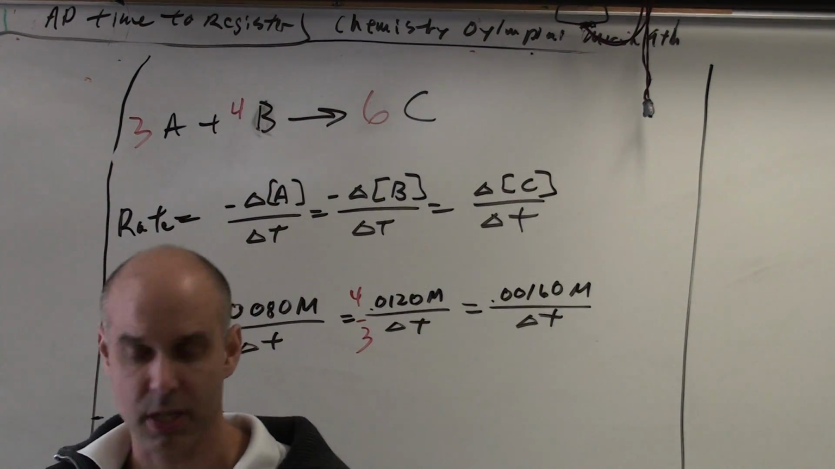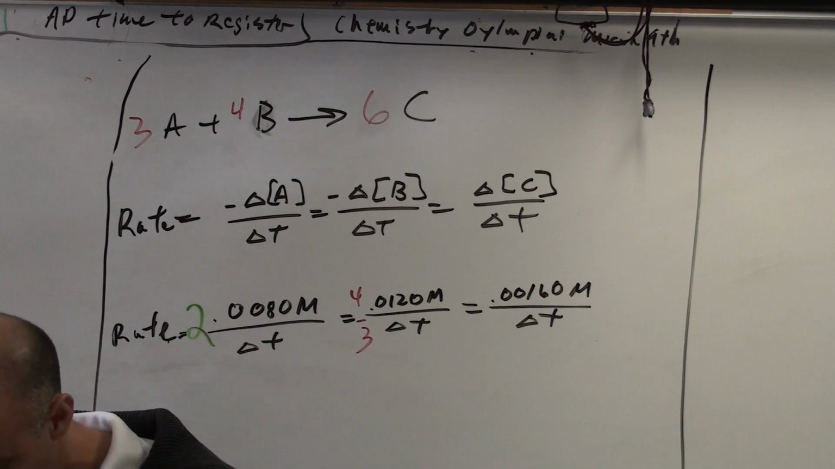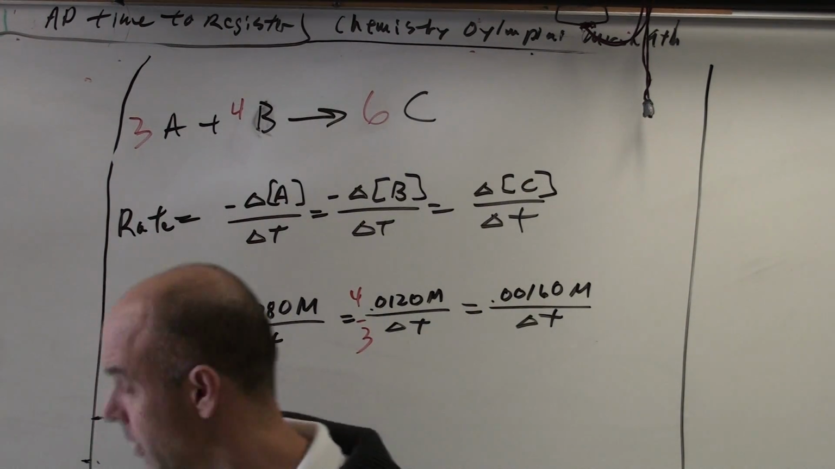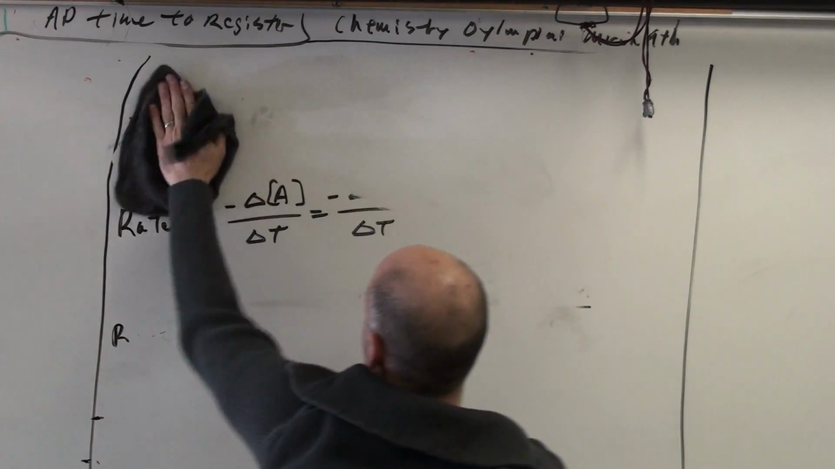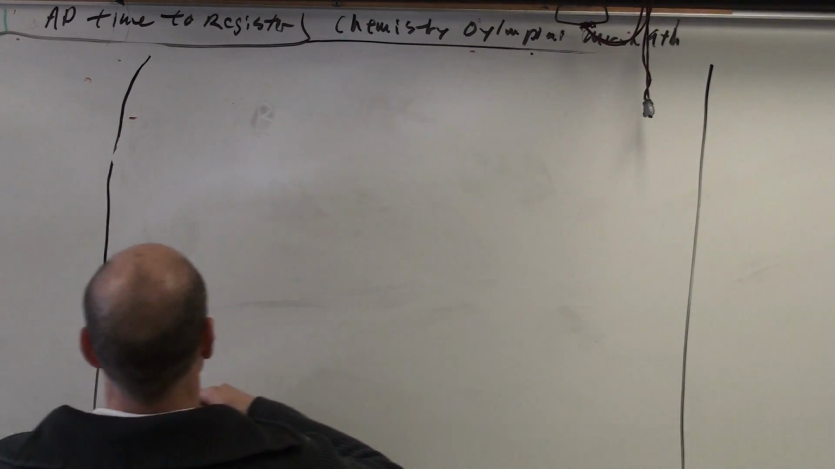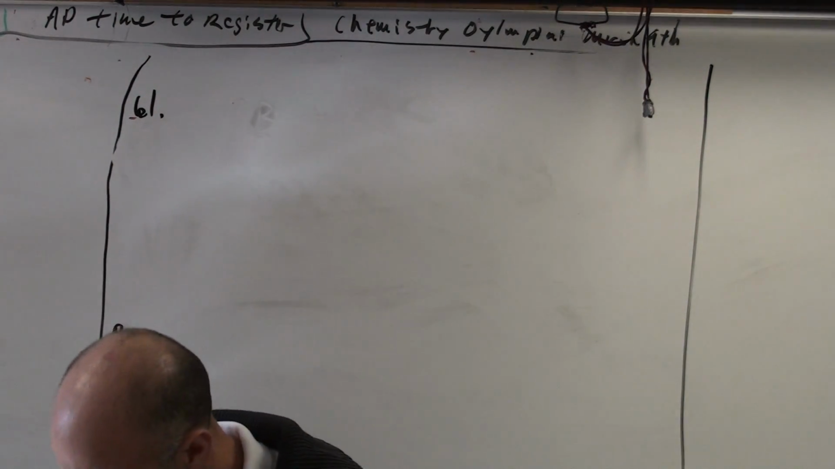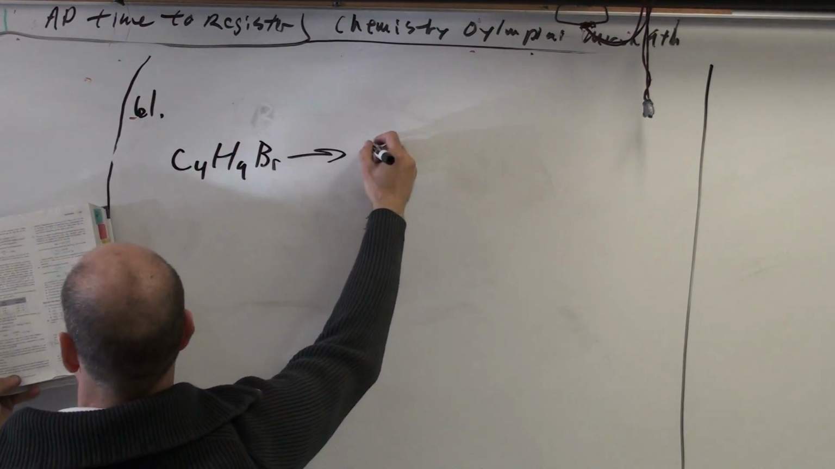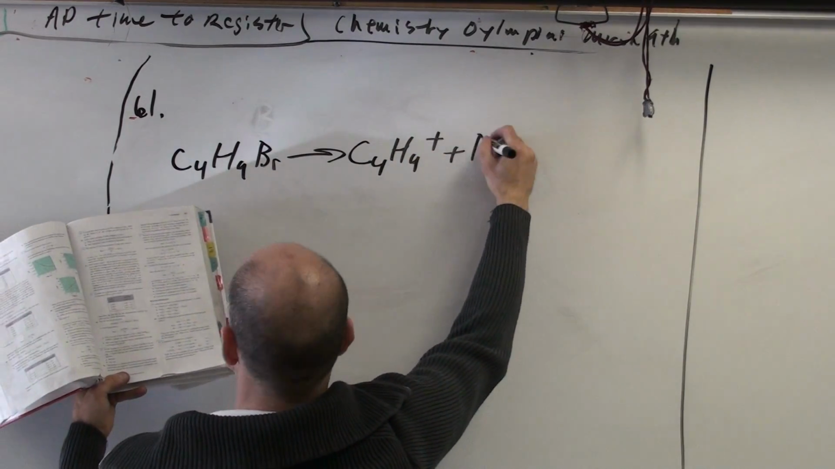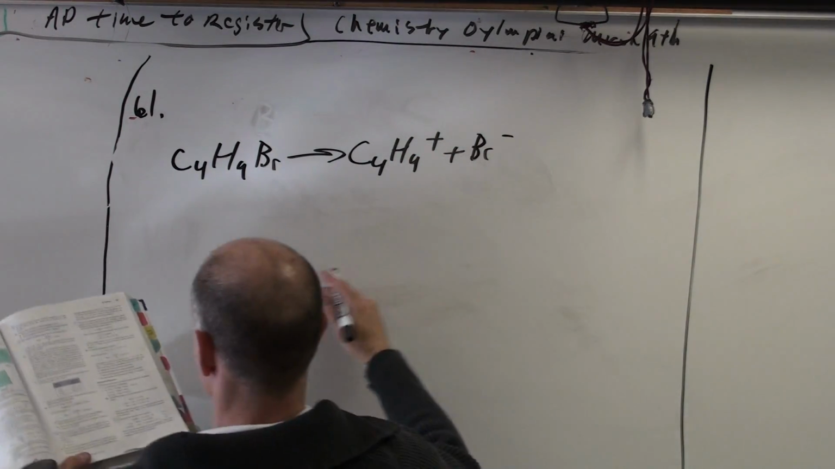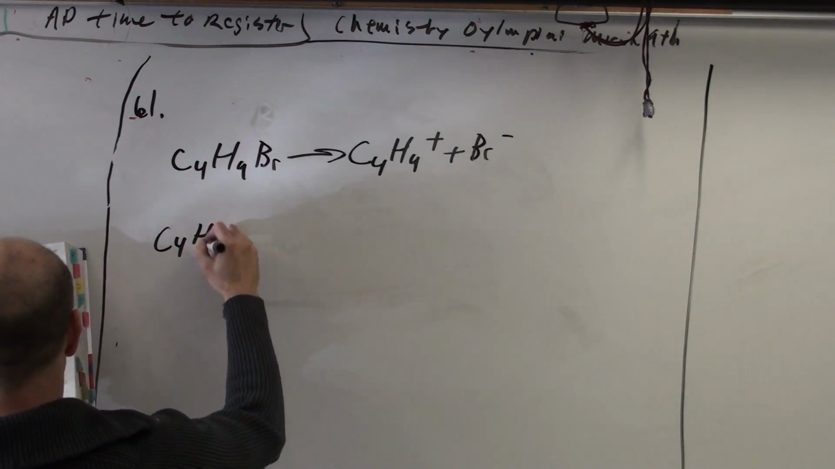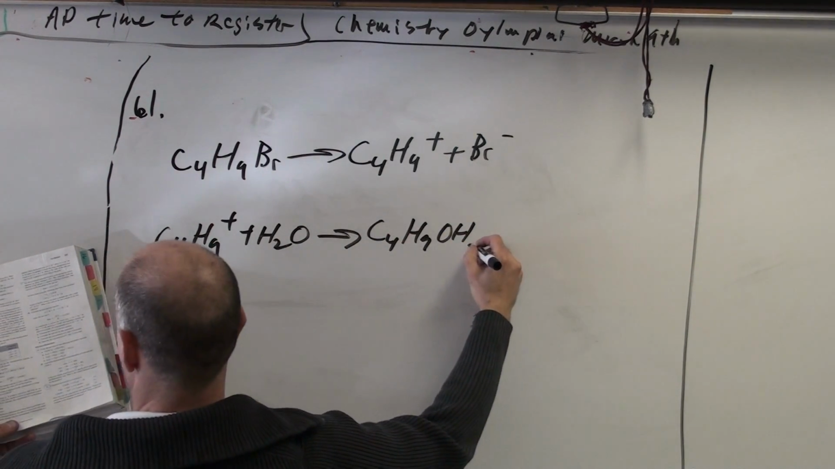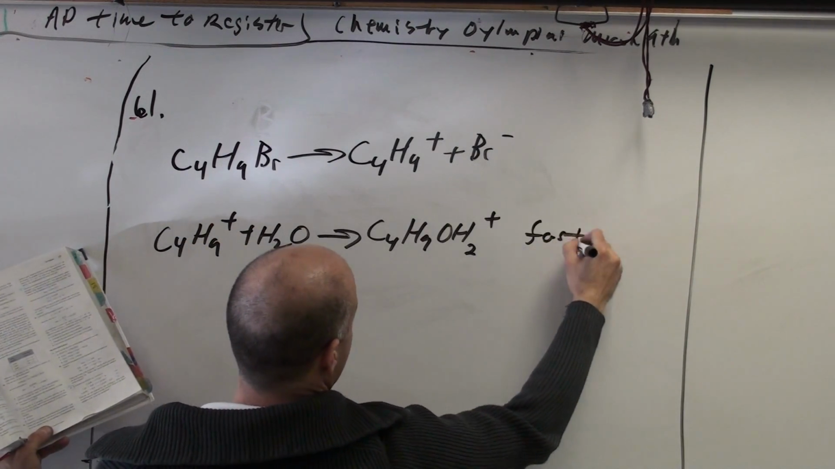I think 59 is pretty self-explanatory. You can look that up in the back of the book. Number 61, I'll try to do that one quickly. So we've got the following reactions. This is a fast step, this is a slow step.